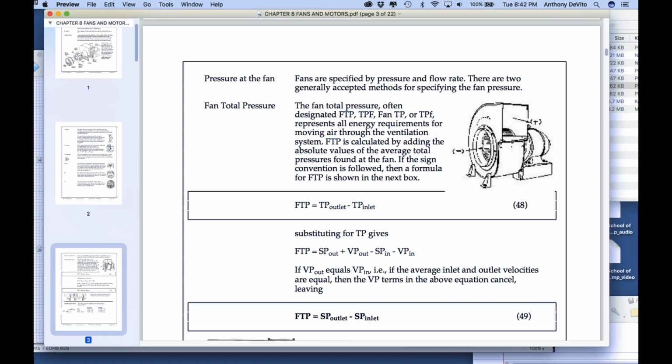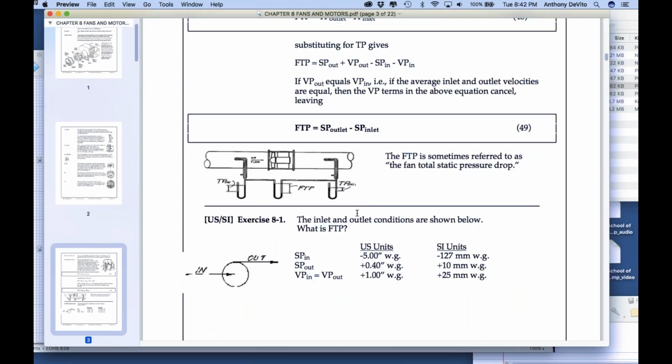Right? So if you think about this, if the inlet and the outlet size is the same, the velocity pressure is the same going in as it is coming out. So most of the time you don't have to calculate that. You can calculate this instead, which is the static pressure on the outlet minus static pressure on the inlet. So for this fan where the ductwork is the same size, you can calculate it that way. For the one I just described, the outlet is +2, the inlet is -4, so minus becomes plus. Fan total pressure is 6.